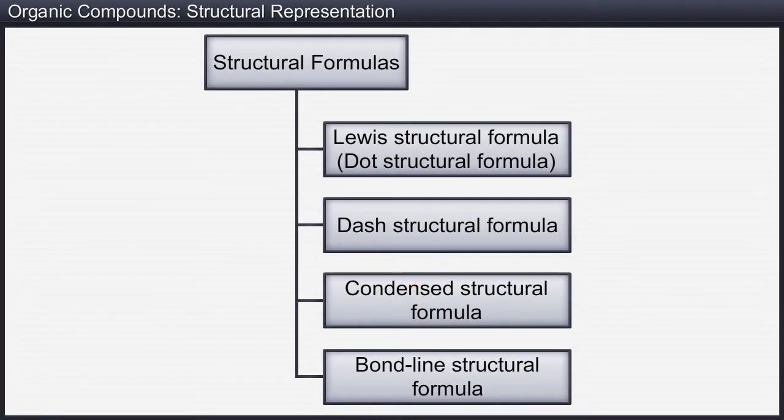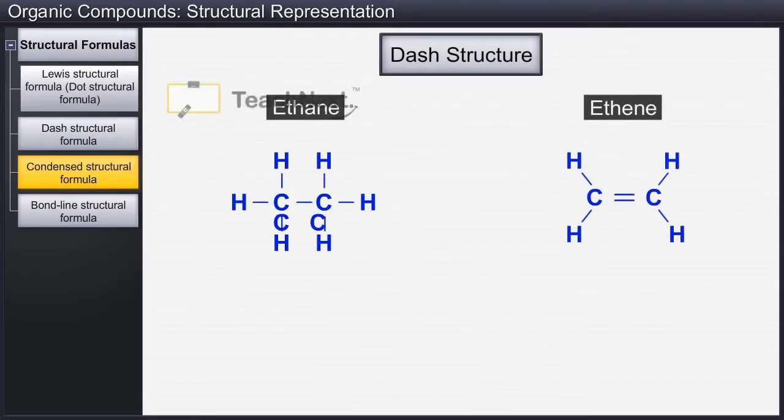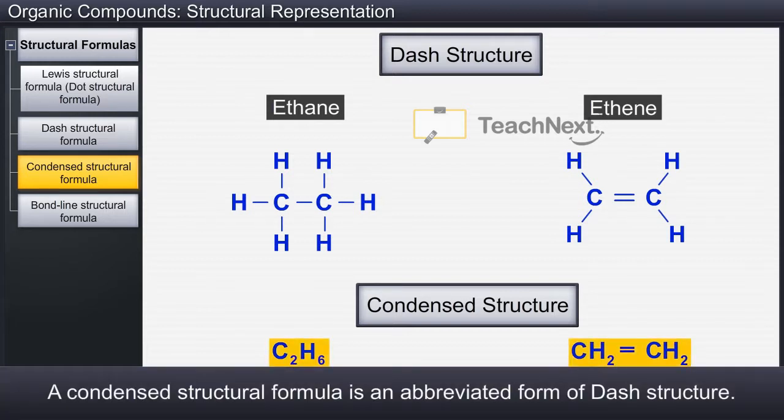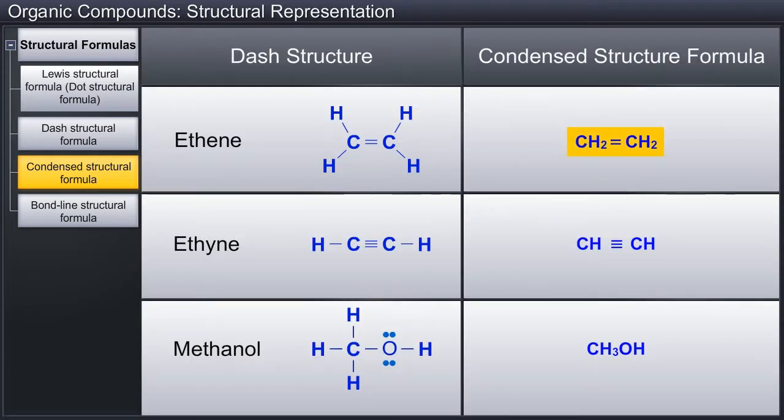Now, let's look at the condensed structural formula. In a condensed structural formula, some or all the dashes that represent covalent bonds are omitted, and the number of identical groups attached to a carbon atom is represented by a subscript. Thus, a condensed structural formula is an abbreviated form of dash structure. The condensed formulas of ethene, ethyne, and methanol are represented as shown here.